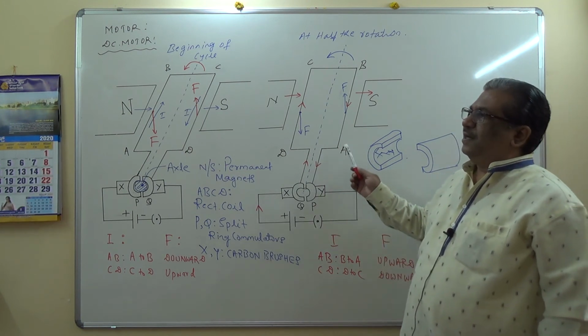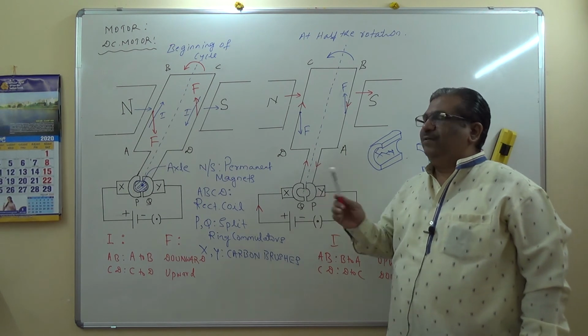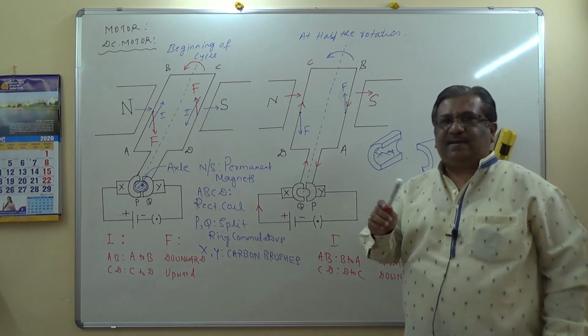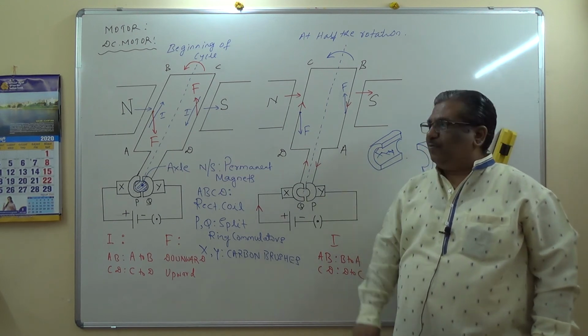Thus, as long as the current flows, the coil rotates only in one direction continuously. This is how the DC motor works. We are going to see some small video clipping also of how the DC motor works.